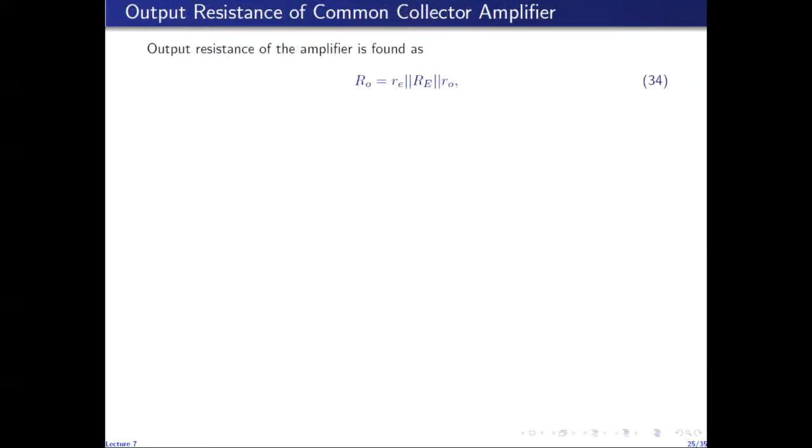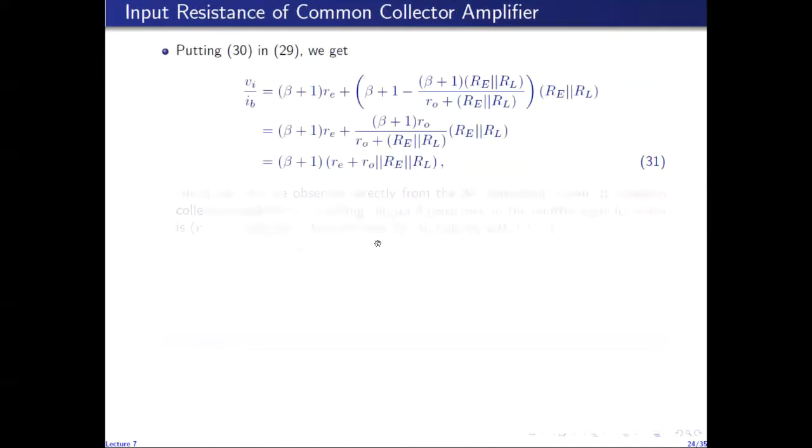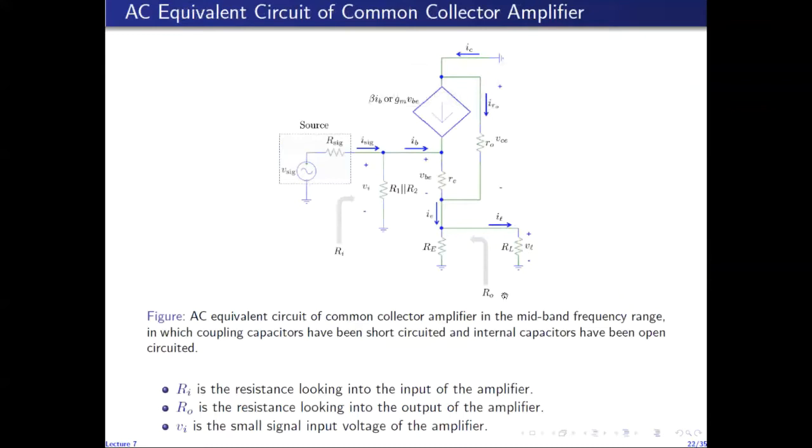Then the output resistance of the amplifier is found by solving this circuit. If you remember, the output resistance of the amplifier is found by short circuiting the input of the amplifier. So this resistance is found by short circuiting this Vi to 0, meaning that we short circuit the base directly to ground. When we do that, that short circuit essentially short circuits R1 in parallel with R2 out of the circuit. So when we short circuit the input, which is this terminal to ground, then this resistance is shorted out.